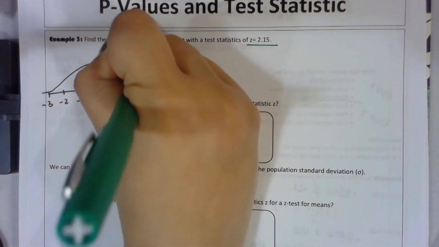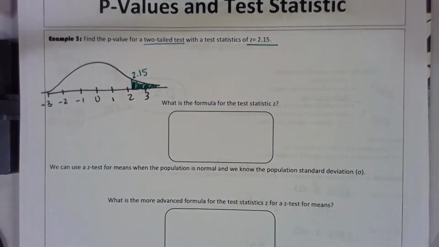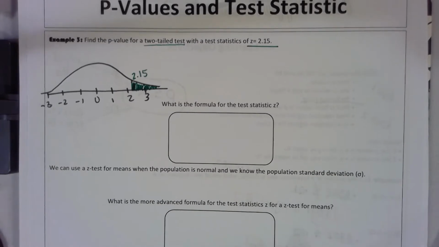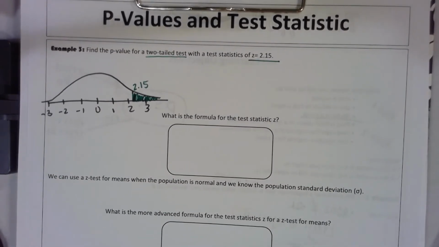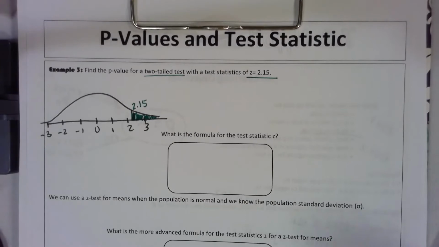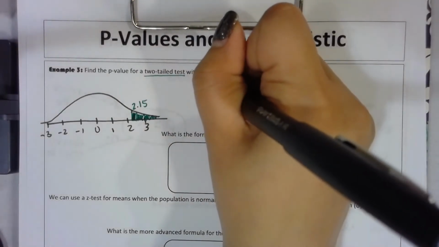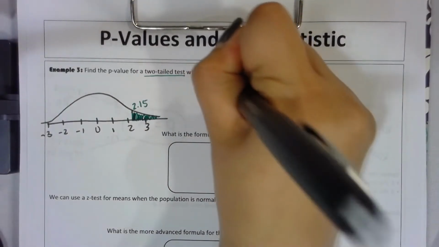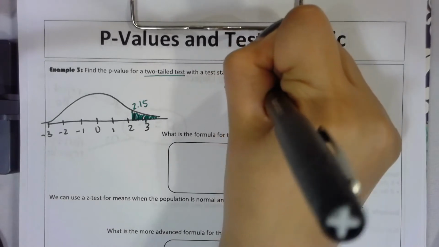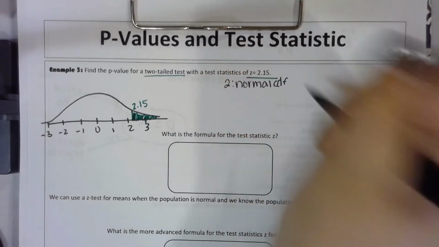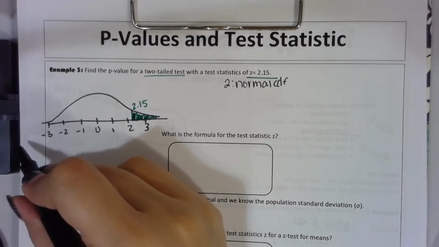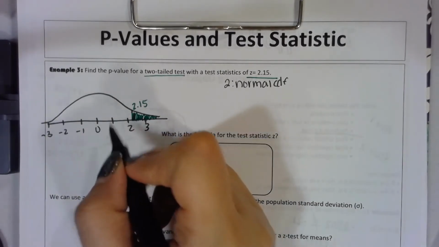Your mean should be 0 and your standard deviation should be 1. So hitting it the other way, if you had to, it'd be normal CDF, open parentheses, you would put in 2.15, comma 1e99, comma 0, comma 1, close parentheses. And then you hit enter. So, my calculator will do this.